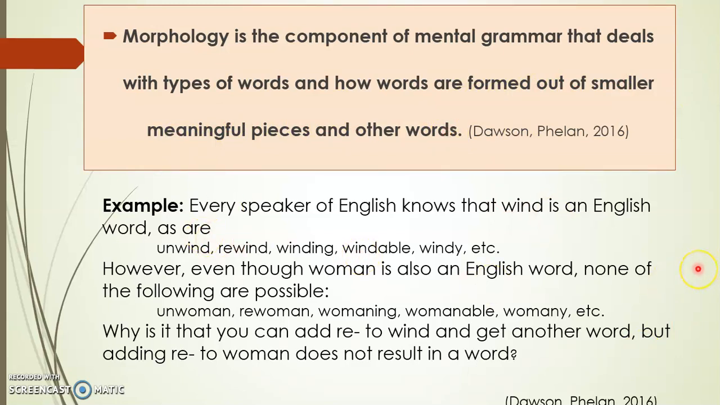So, every speaker of English knows that wind is an English word. But also, if you have a look at unwind, rewind, winding, windable, windy, etc., we know that they belong to English words. However, even though woman is also an English word, none of the following are possible: rewoman, it's impossible. So, why is it that you can add re to wind and get another word, but adding re to woman does not result in a word?